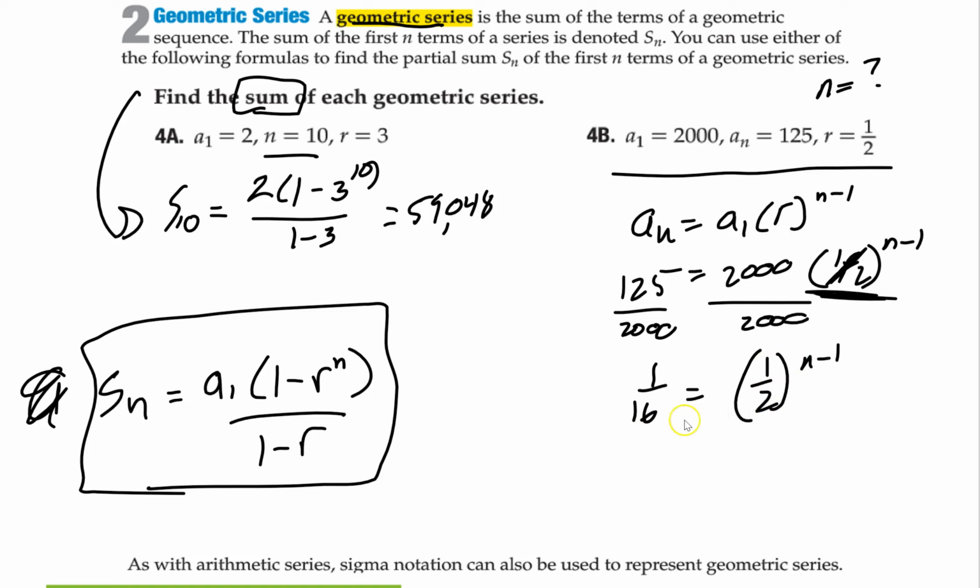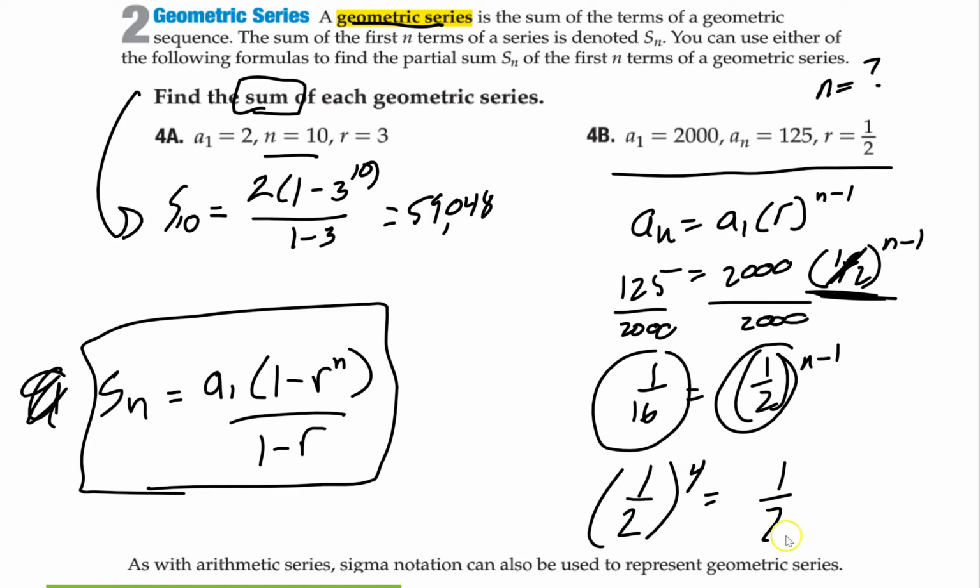Now this is actually very interesting. I could take the natural log of both sides, bring the n down, divide it, blah blah blah. But I actually could make these match. They have the same base. This is the same thing as 1 over 2 to the 4th. So I don't have to take the log of both sides. I can just solve the exponents here. 4 equals n minus 1. n equals 5.